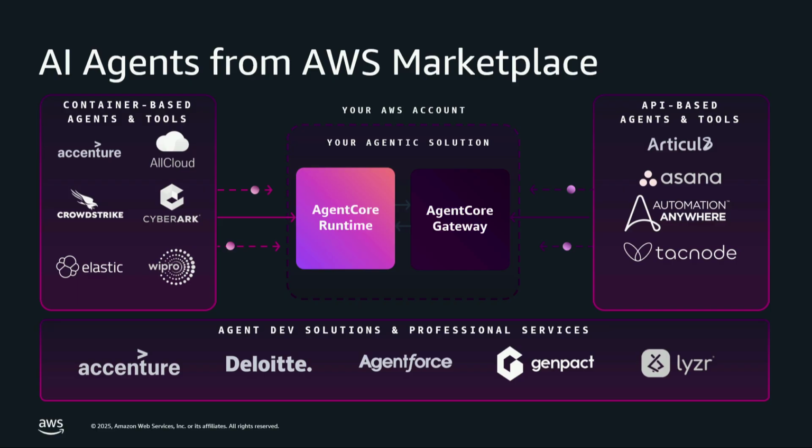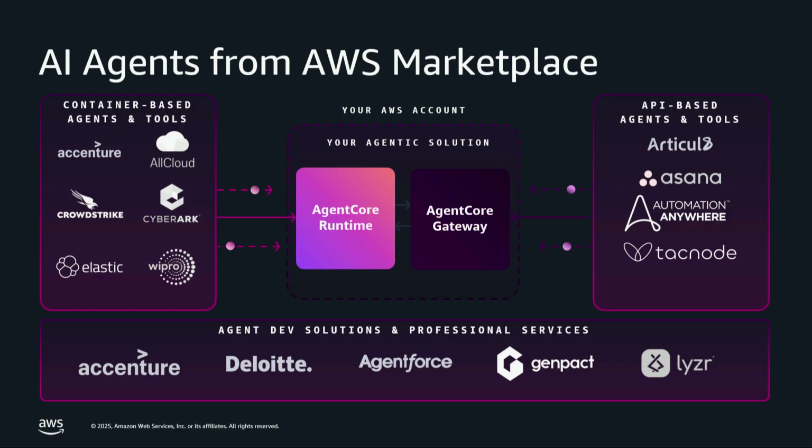The second category in the left portion of the slide are container-based agents and tools. Those are containerized agents that are designed specifically to run on Agent Core runtime. The key benefit, those are run inside your VPC on Agent Core runtime. So you're getting all the benefits of Agent Core service, including the VPC isolation, IAM-based identity and resource policies, tool-level permissions, and, of course, observability.